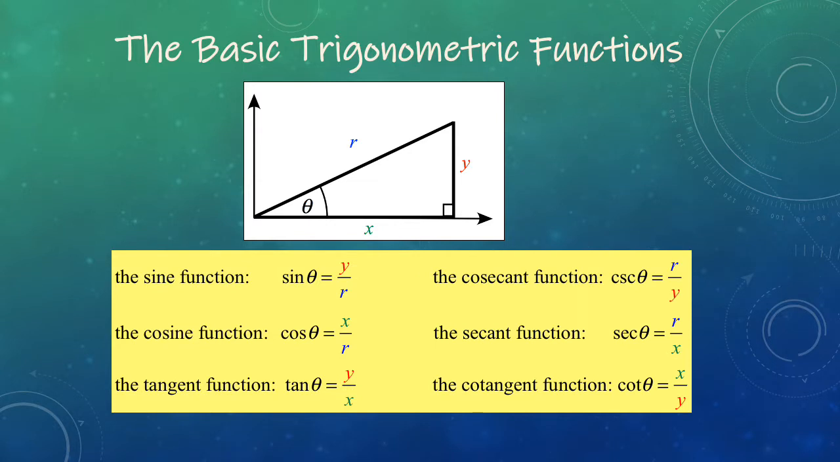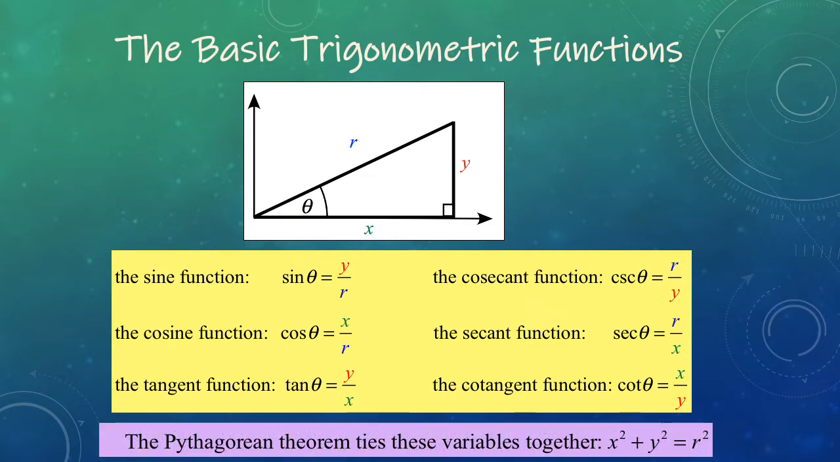Our other three functions, sometimes called the cofunctions, are simply the reciprocals of our first three. So the cosecant function, cosecant theta, will equal r over y. The secant function, abbreviated SEC of theta, is r over x. And the cotangent function, abbreviated COT of theta, is equal to x over y.